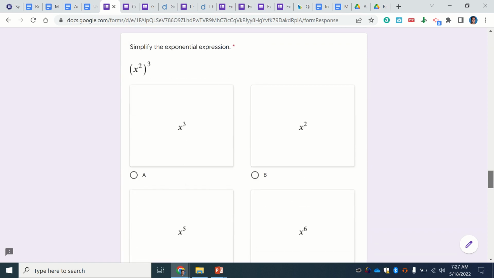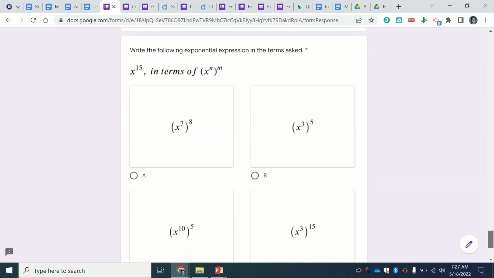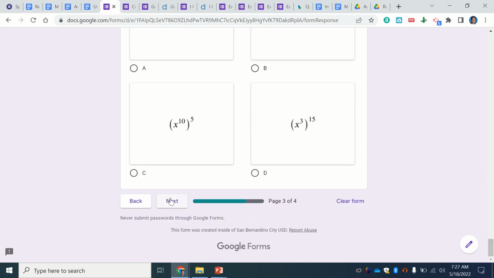So you'll continue to answer all these questions all the way until you get to the end. Once you get to the end, you'll click Next. This will take you to your Before You Go. Fill out your Before You Go, and then submit your work on Google Classroom.